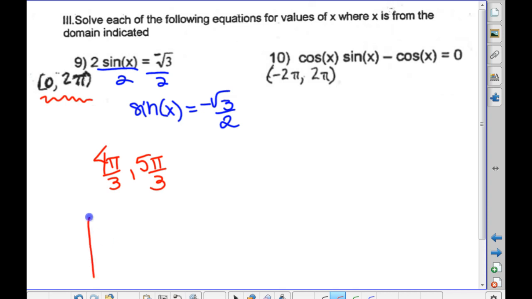Guys, just to tie this to what you're used to talking about, a sine graph looks like this. We want to know where it hit negative square root of 3 over 2. And it did it twice, right over here, at 4 pi over 3 and 5 pi over 3. Does that make sense? Twice past pi, right? All right, number 10. How do you want to start that one?